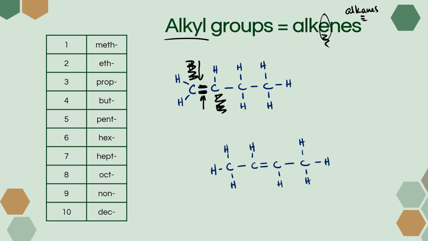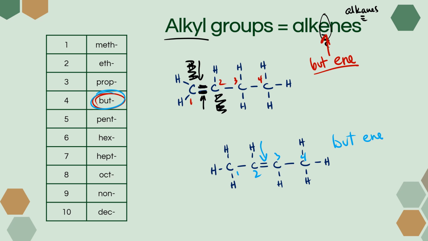So here I have, let's count our carbons. 1, 2, 3, 4 carbons. That's going to give us bute. It has a double bond between the carbons. We're going to give it an ene name. So this is butene. How about this one? I've got 1, 2, 3, 4 carbons. 4 carbons is bute. And it has a double bond, so it's ene.